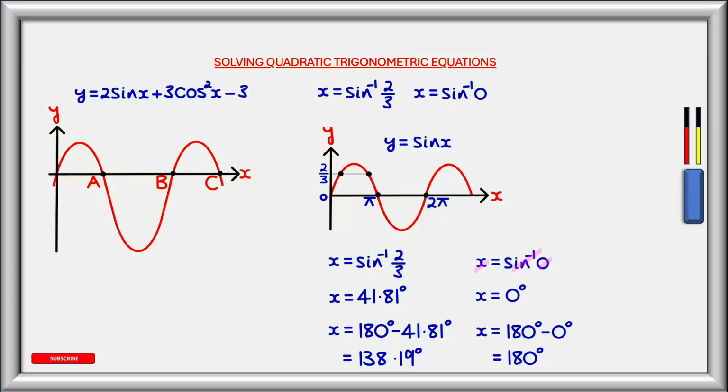And for our second solution, where x is equal to sin to the minus 1 of 0, on the graph of y equals sin x, x is equal to 0 degrees when y is equal to 0. And to find the next value of x when y is equal to 0, we subtract 0 from 180 degrees. So x is equal to 180 degrees minus 0. And this gives x is equal to 180 degrees.